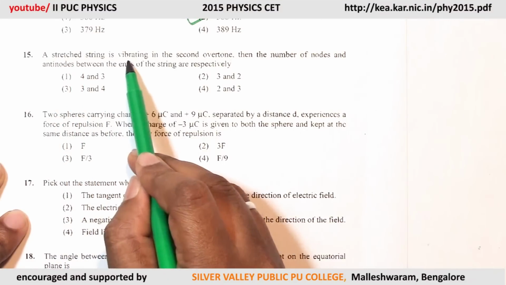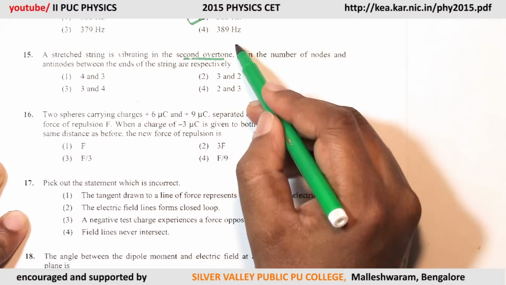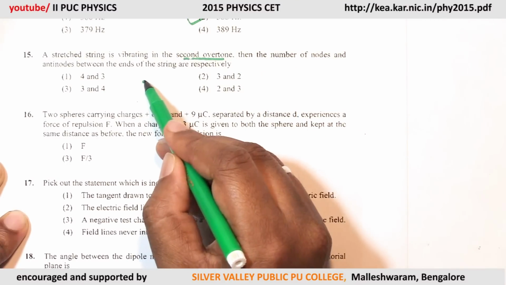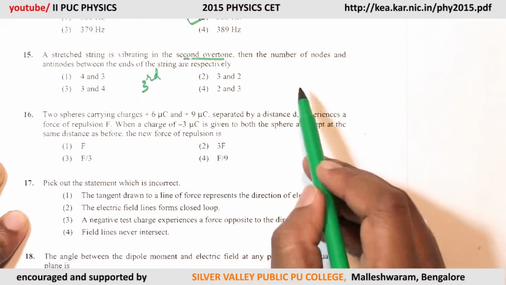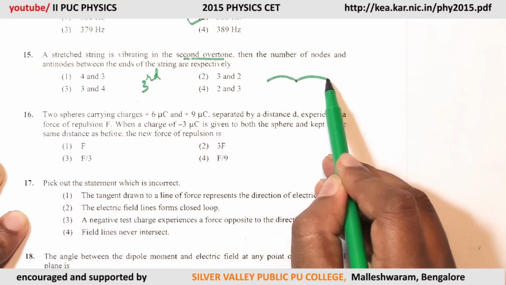A stretched string is vibrating in the second overtone. Second overtone is the third mode. Third mode means there should be 3 loops. 1, 2, 3.